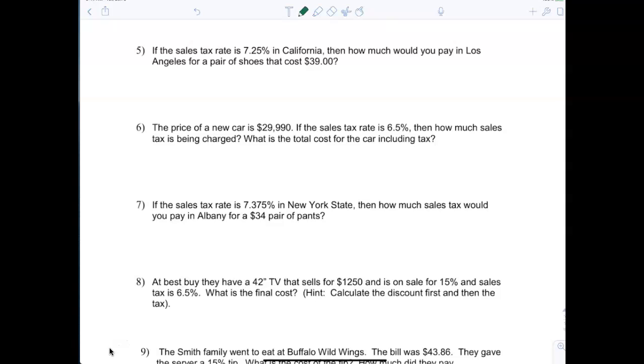100%. But then we have to pay the government, right? So we have to pay the government what? 7.25. So I have to pay a grand total of what percentage? Yes, this is what we were talking about yesterday. Come on, Mr. Greek, are you paying attention to me? So I'm paying 107.25% of everything I buy if I lived in California. So how do I find the total cost now, Mr. Greek?